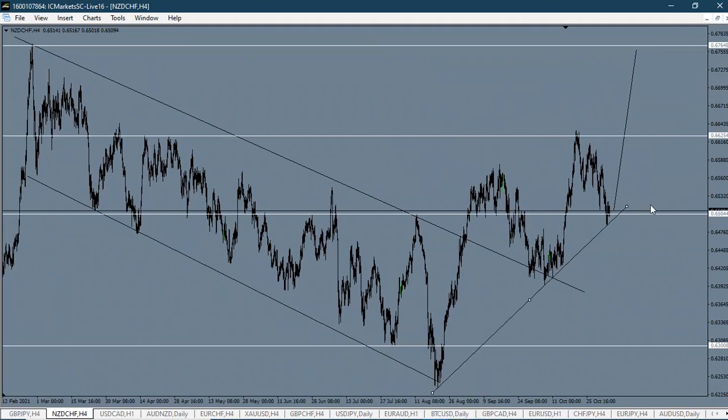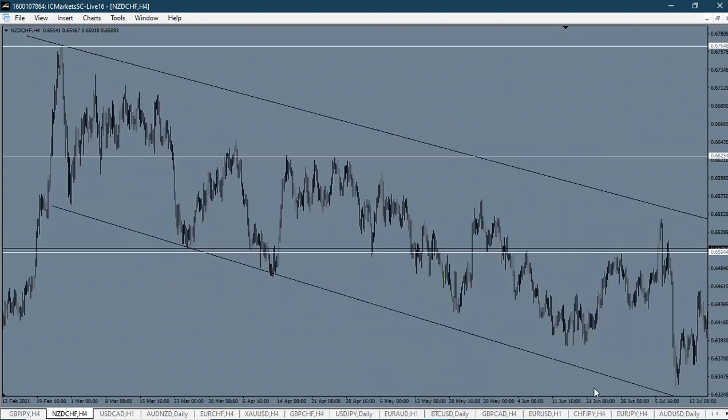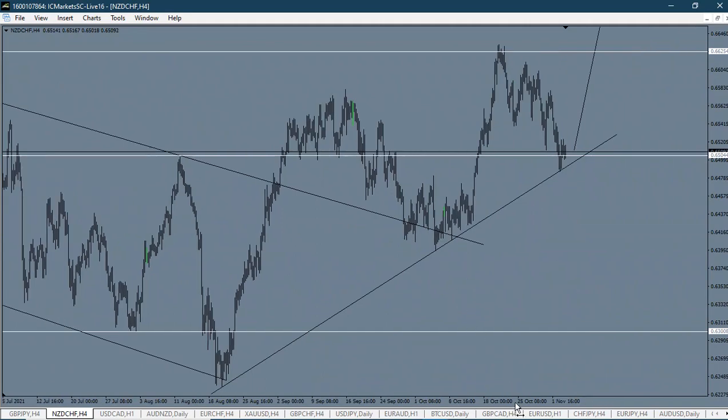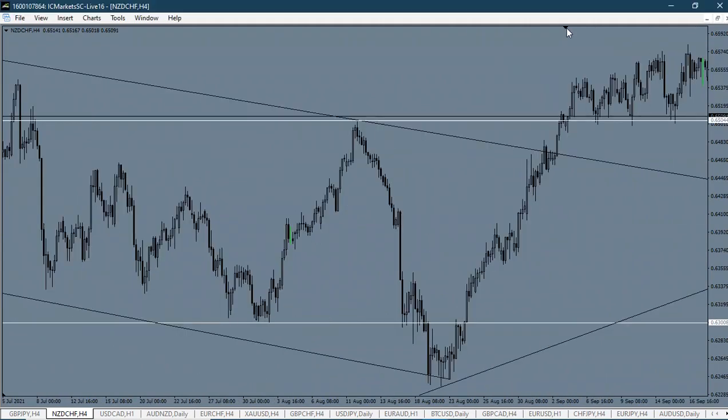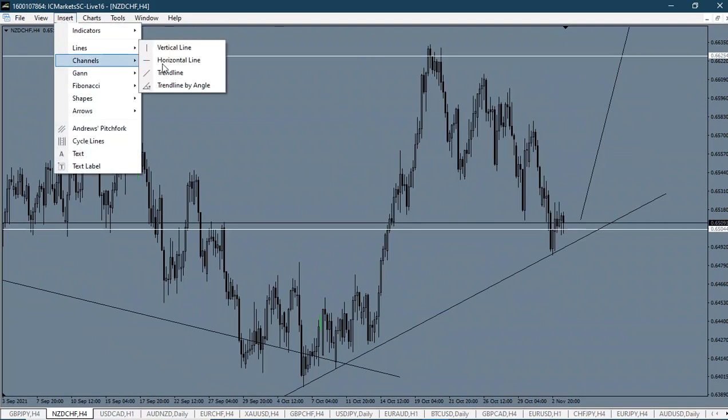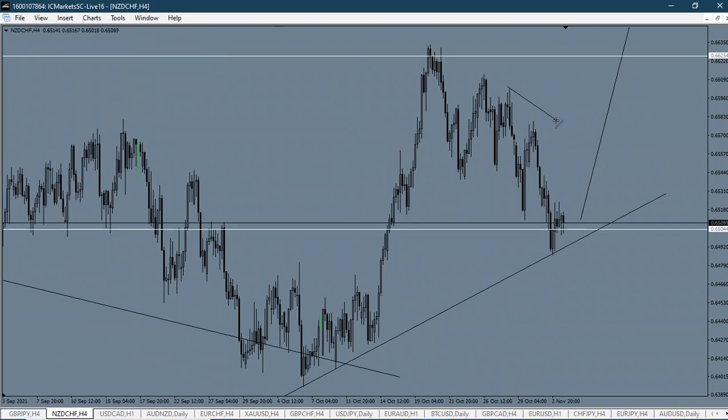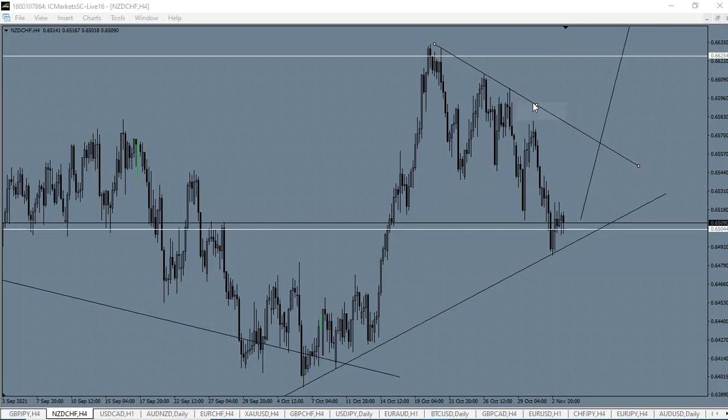So let me adjust this accordingly first. So we see after this retest, price pushed upwards, and now it has been correcting towards this trend line and this zone right here. So this is how we'll be capitalizing on this move. First, let us draw our trend lines so that the correction becomes clearer.